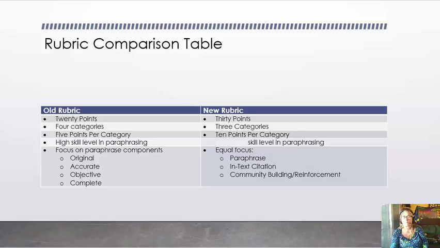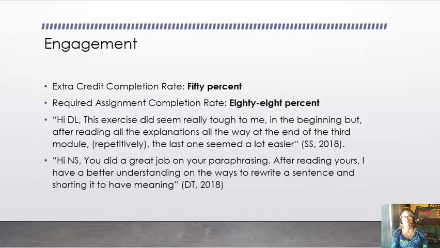From 4 categories to 3 categories, from 5 points per category to 10 points per category, from a high skill level in paraphrasing being assumed to a beginner skill level in paraphrasing being assumed. The focus on the paraphrase components in the original, accurate, objective, and complete is now modified so that there is an equal focus between paraphrase creation, in-text citation, and community building and reinforcement. Extra credit completion rate was just 50%, but when it was a required assignment, it was 88%. Clearly, there is a significant difference between an extra credit and a required assignment.